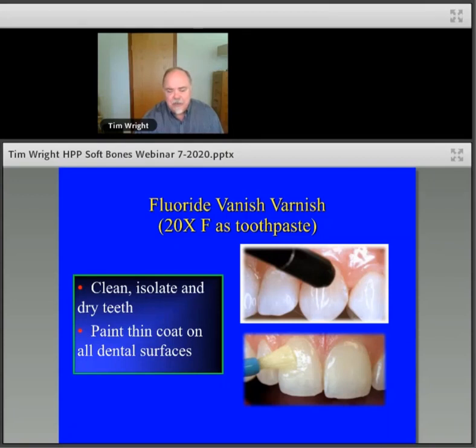Fluoride varnish, again, is something that we do in the dental office, so it's very effective. We paint a very thin coat over the teeth, and you're using like a half a milliliter, just a tiny amount that covers it. And again, this has been shown to help prevent about 30% of cavities in a population. So you just clean them and dry them and paint it on there.